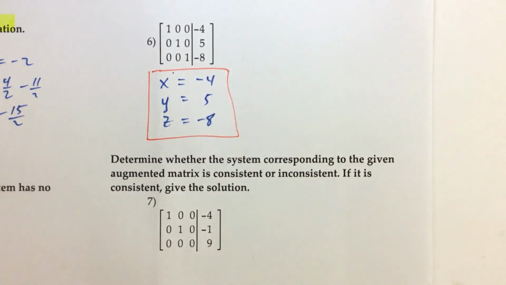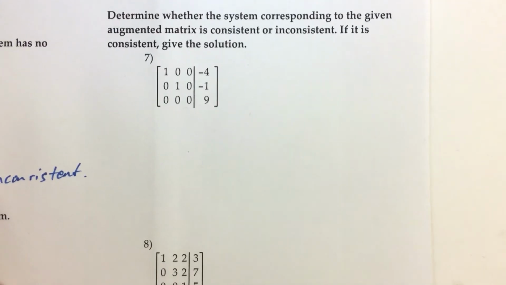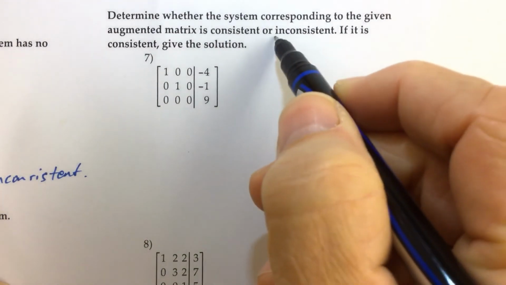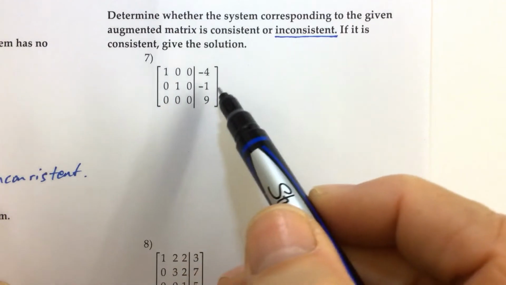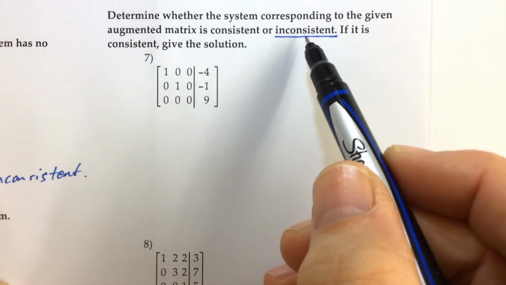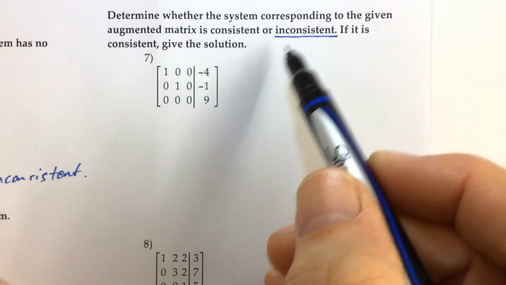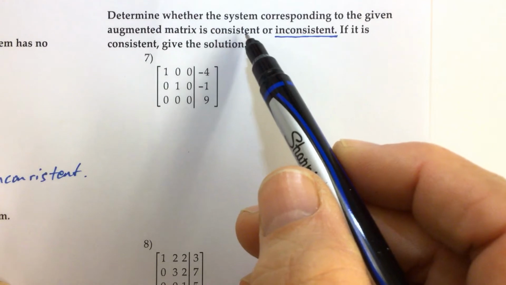Anyway, so then when we get to numbers 7, 8, and 9, we're determining whether or not the system corresponding to the given matrix is consistent or inconsistent. And if you remember, we talked about a linear system having no solution would be considered inconsistent. So if we find that it has no solution, we would say it's inconsistent. But if it does have a solution, we would say that it's consistent.